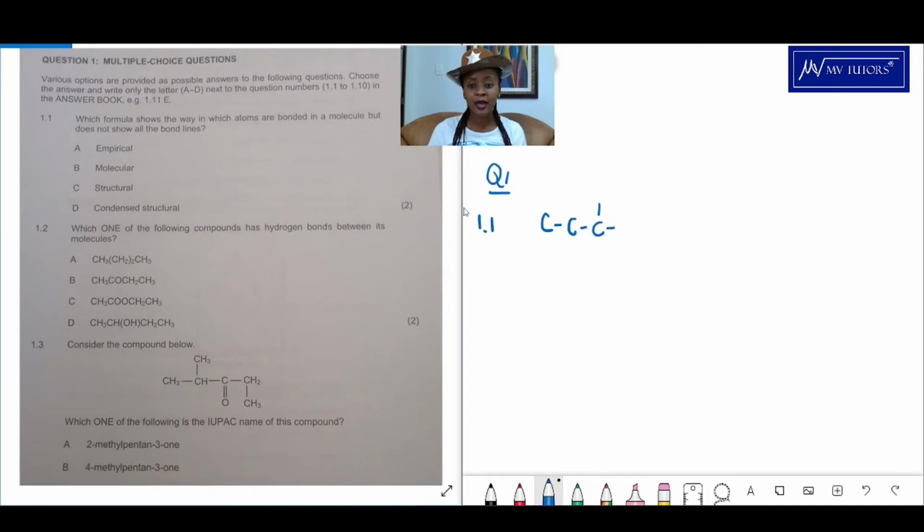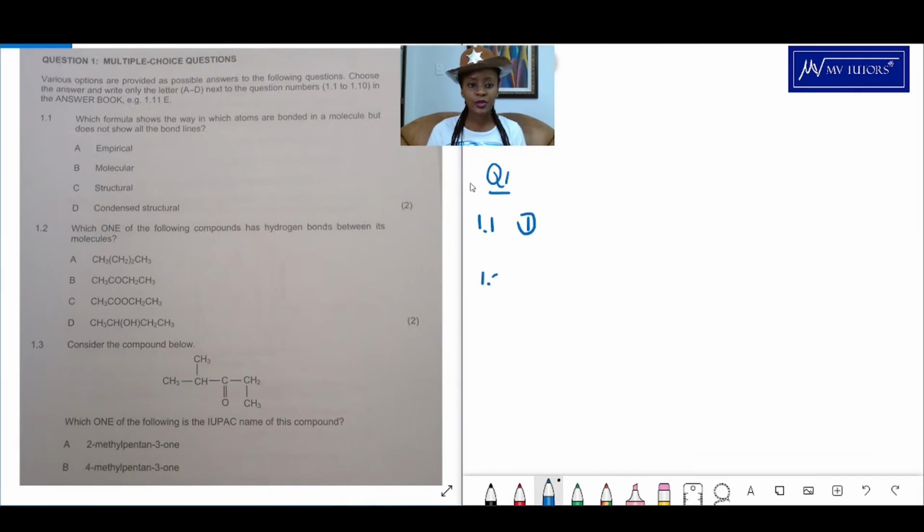Let's say you have, what am I saying? This is 3 carbons, so it would be propane. That would be the structural formula. But if you're going to show how it is bonded without using bonding lines, it would be CH3, CH2, CH3. This is what they're talking about. This would be the condensed structural formula. This was just an example I was making. So the answer they are looking for there is D, condensed structural formula.